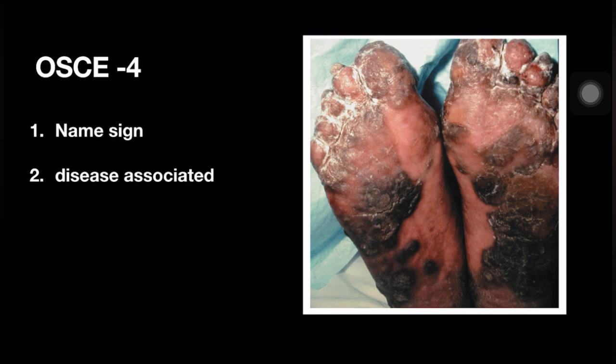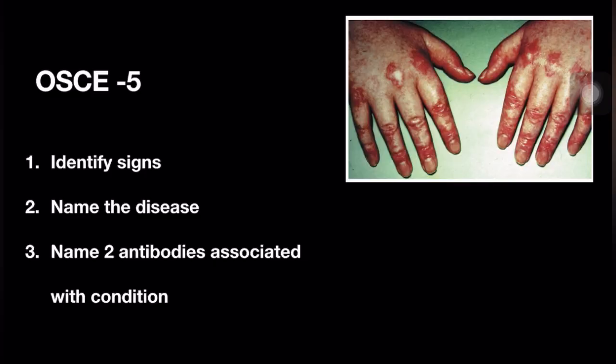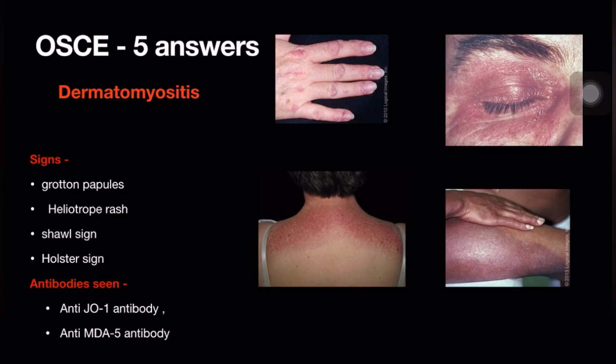OSCE 4, this is a previous year question. You have to name the sign and the disease associated. The answer is it's keratoderma blennorrhagicum seen with reactive arthritis. Then OSCE 5, you have to tell the sign, other condition associated, and name of the disease and antibodies.